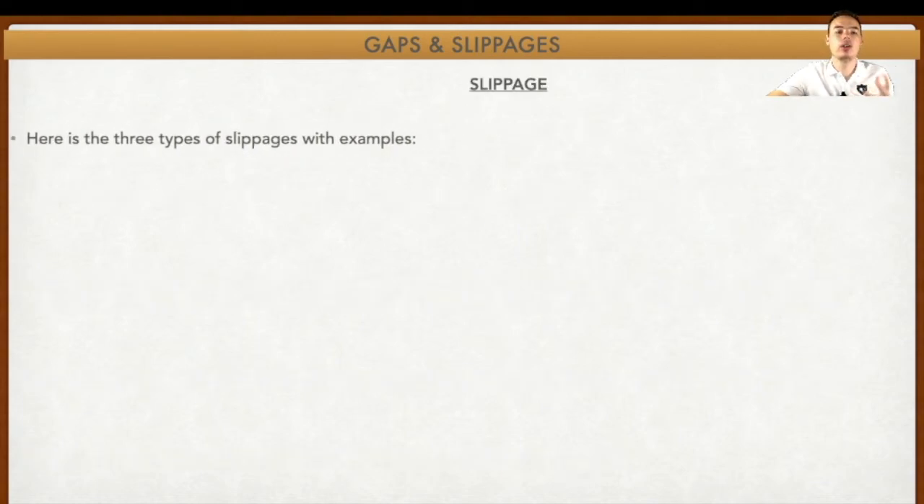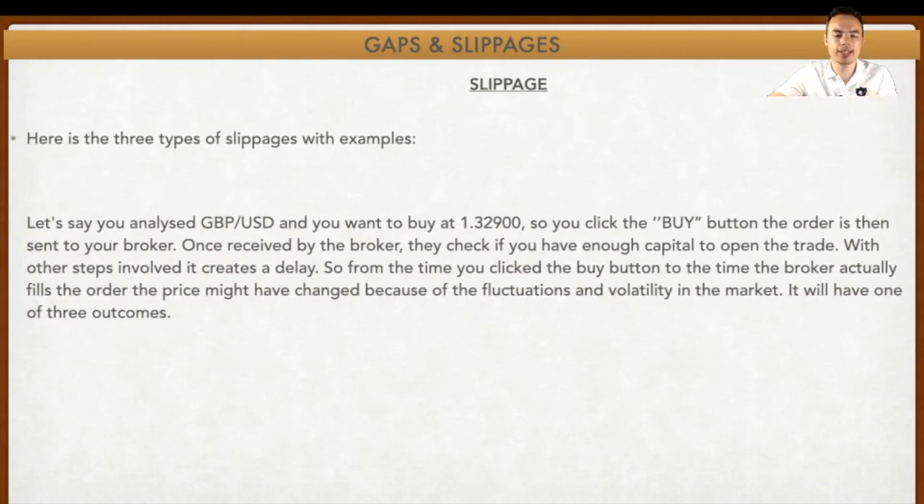All right, so here are three types of slippages with examples. So let's say you analyze the pair GBP USD and you want to buy at the price 1.32900. So you click the buy button, and your order is then sent to your broker electronically. Once your broker receives that order, they check if you have enough capital. Now remember, this all happens in a matter of a millisecond. Okay, so your broker will check if your account has enough capital to then open the trade.